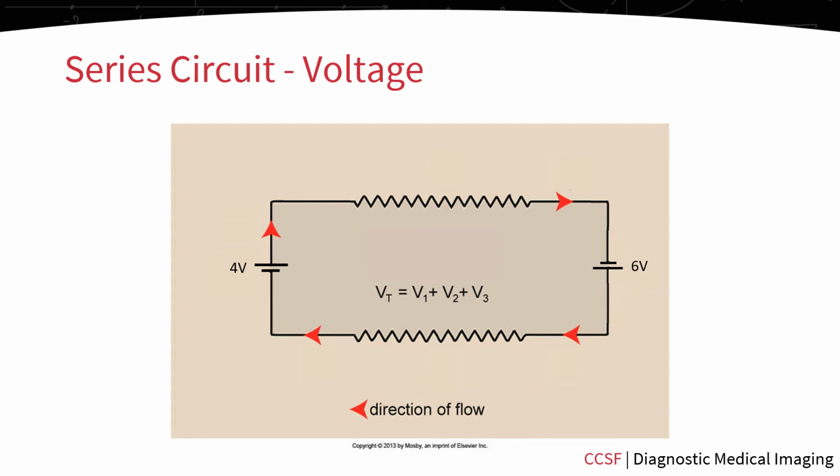So let's find the total voltage on this series circuit. We know that total voltage, or VT, is the sum of all voltage on this series. We can see that we have one battery or DC source on the left at 4 volts and another on the right of 6 volts. So we just need to add those together, and our total voltage for this series circuit is 10 volts.